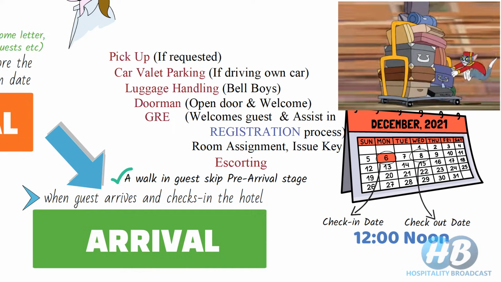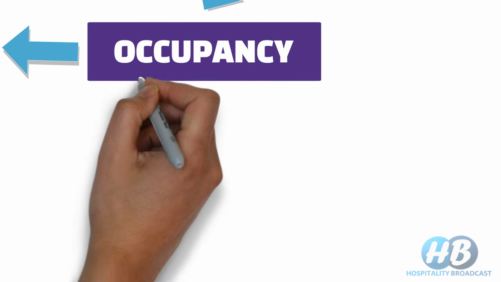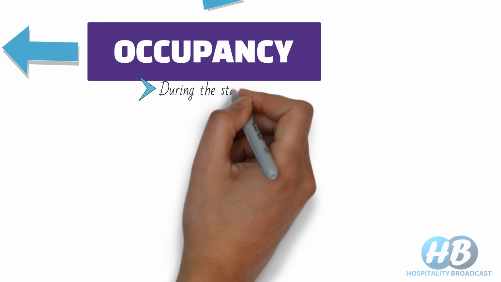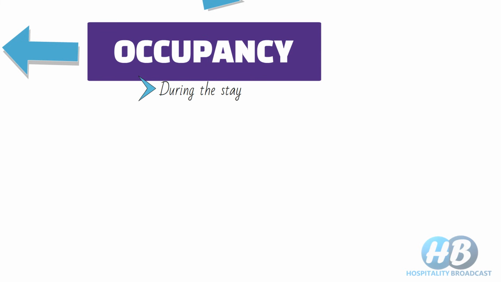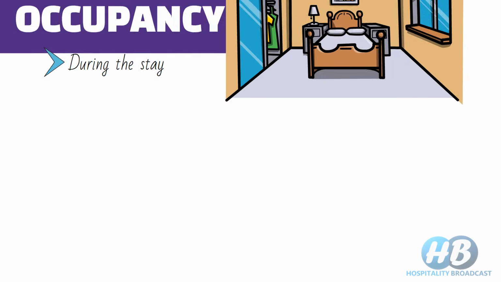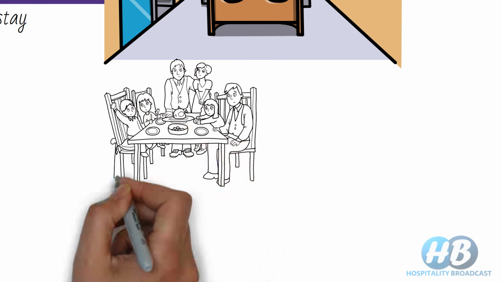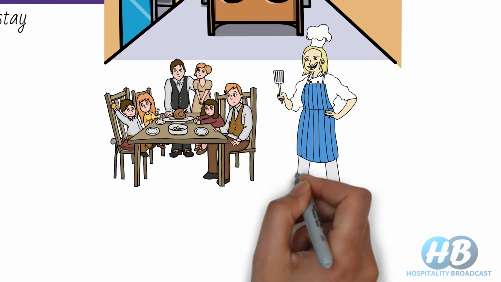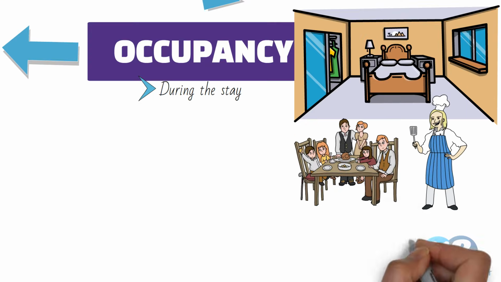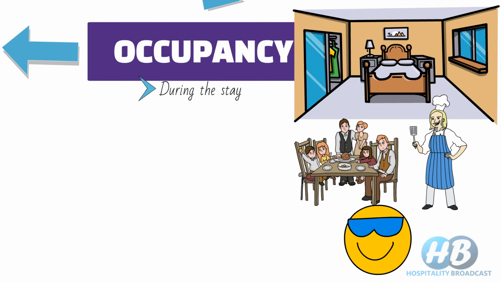Once the guest is checked into his room, the next stage of the guest cycle begins: occupancy, or during the stay. During the stay, the guest gets first-hand experience of hotel facilities and services. This is where guests get physical with hotel products and services. An excellent and flawless service would lead to a satisfied and delighted guest, which would contribute to the overall experience and make the guest come back to your hotel again.